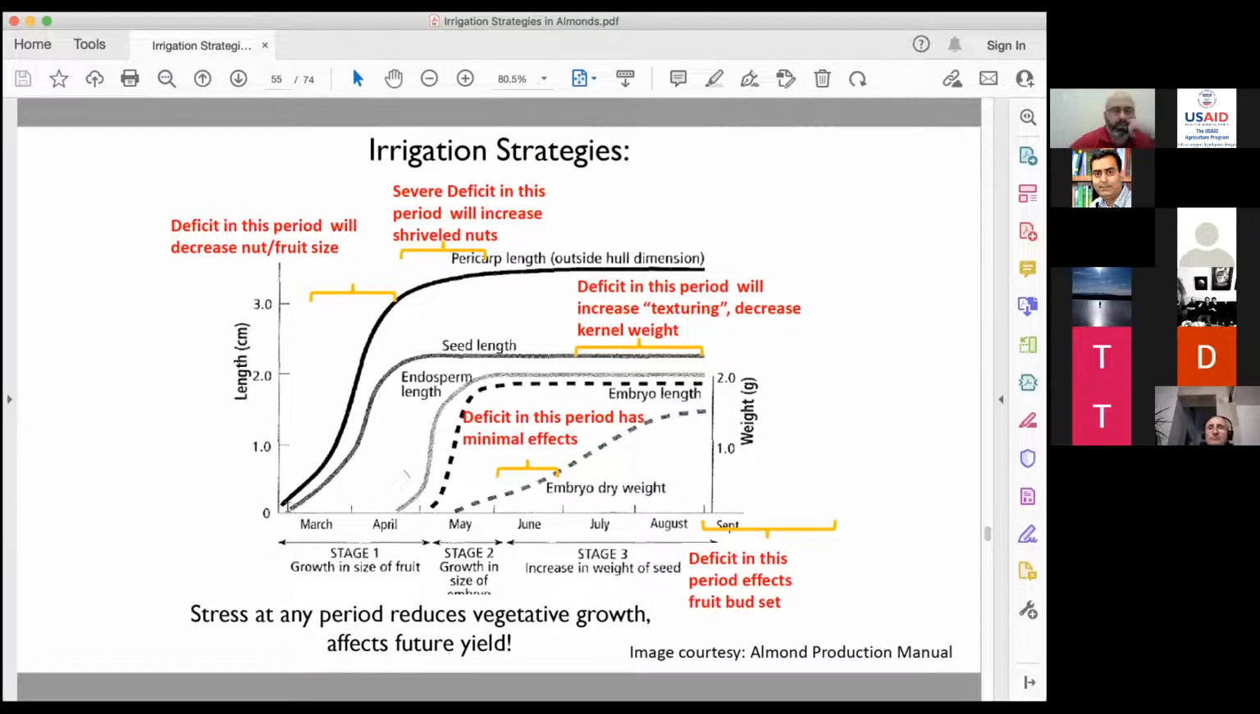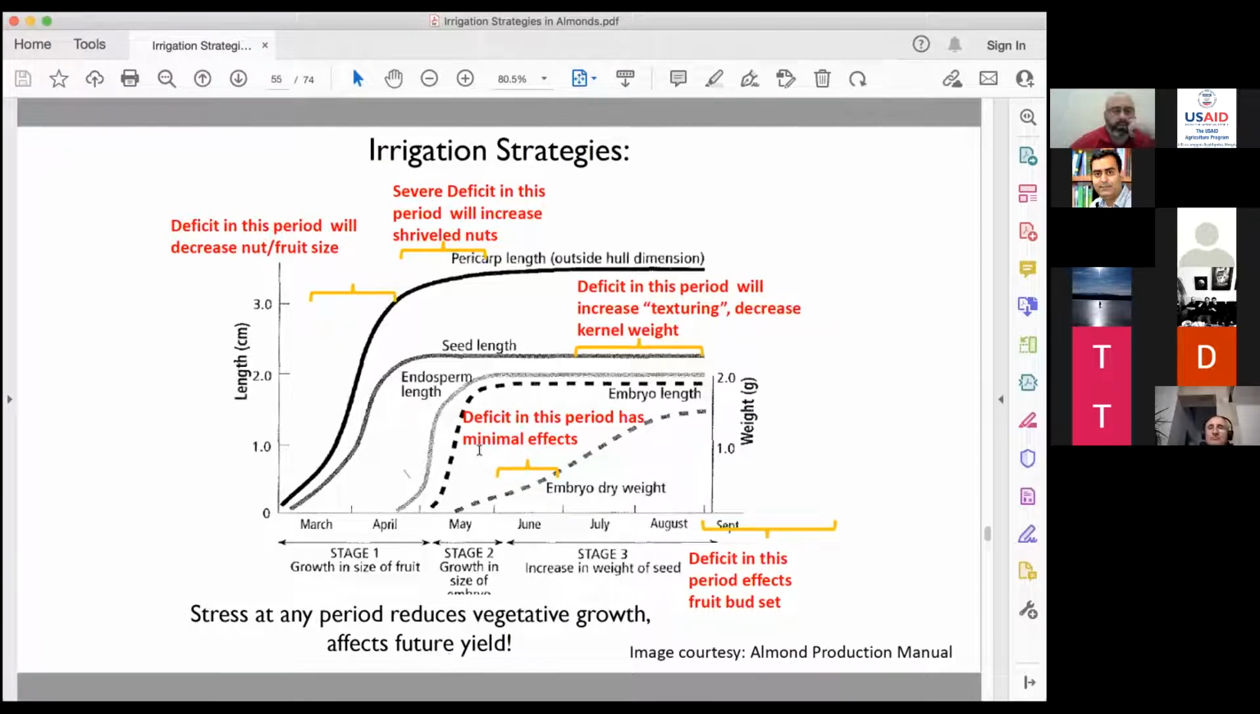That starts right after nut set. These three lines represent the following. The top one is the outside hull dimension, the total nut size or length. The middle one refers to the seed, which is the kernel. The next one is the endosperm, and the next one is the embryo. The last dotted line is embryo dry weight.